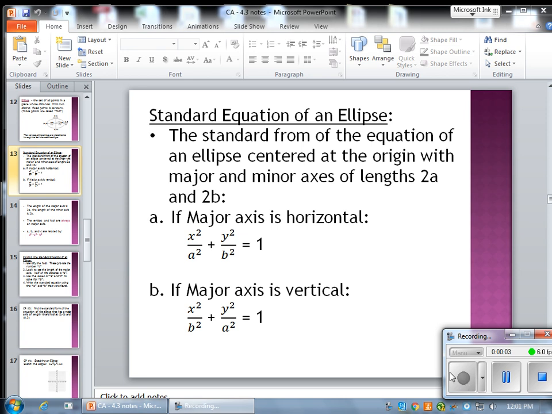Today's video is a continuation of what we started with yesterday, so please go back to where you left off. We need to be on page 332 in the textbook. So we're following up our work on parabolas and moving on to ellipses now.